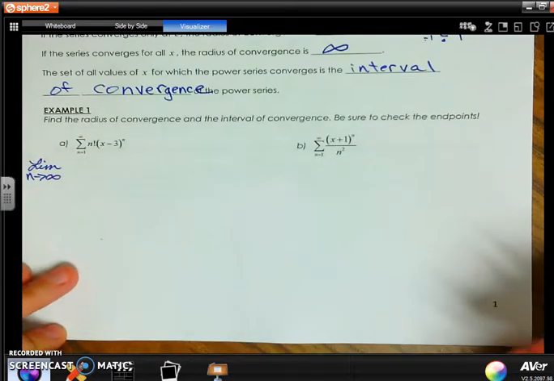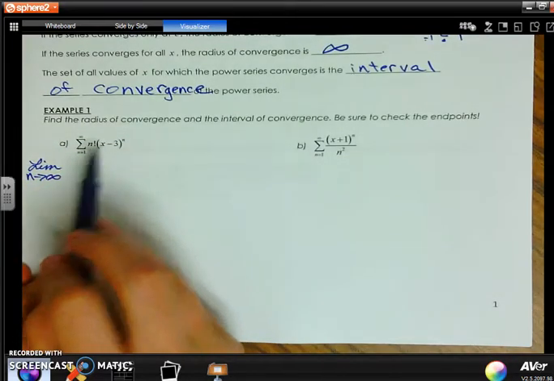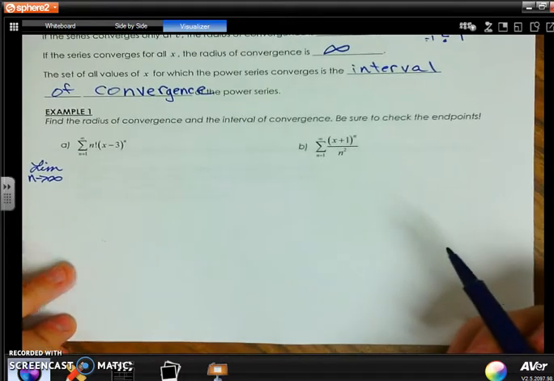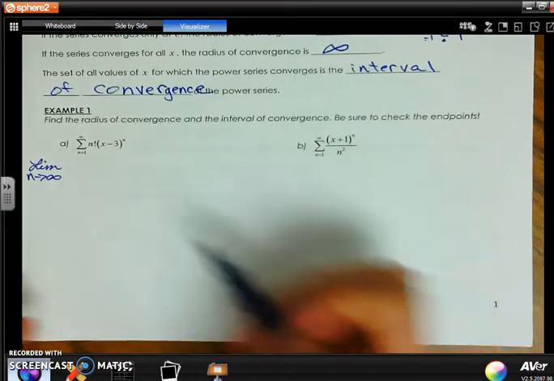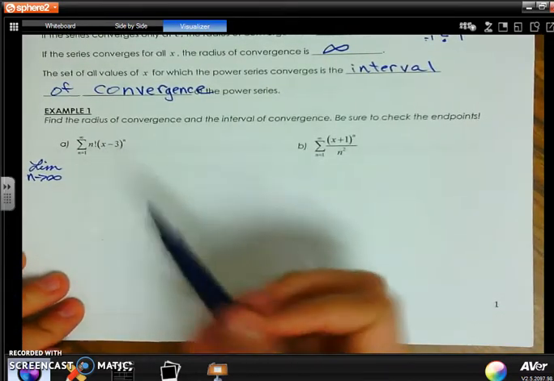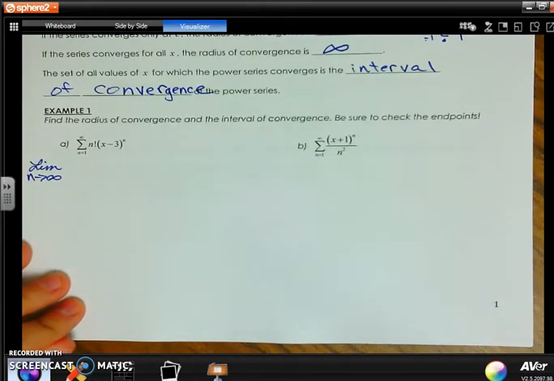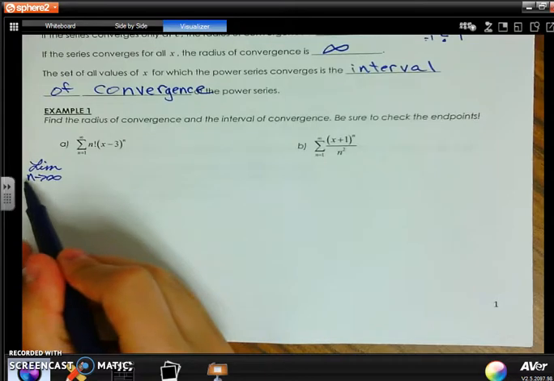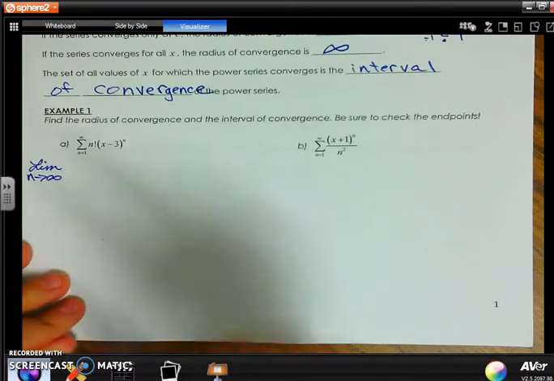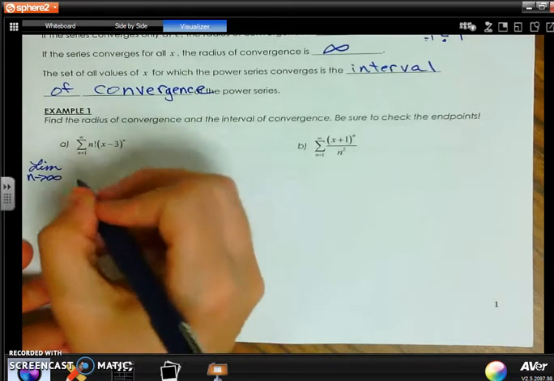Now, some of you may be freaking out because you're like, whoa, there are n's and x's. That's not a typo. We are going to be treating the x stuff just like a constant because that is just related to our center. Notice that this limit is where n is approaching infinity. That's what I'm messing with.